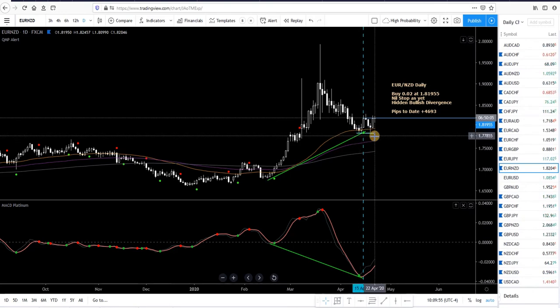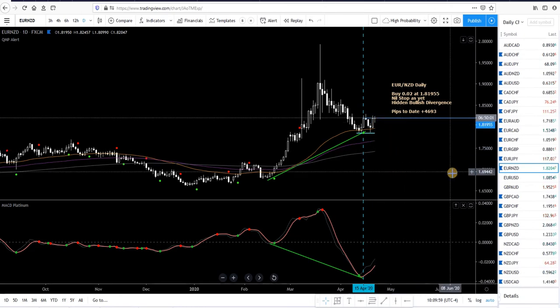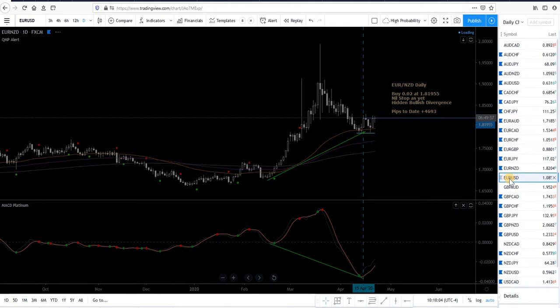Anyway, we've got a bit of support here. I took the buy, price went against me, now it's pulling back up to my entry level, so that's not too bad. MACD Platinum still a long way below the zero level, hidden bullish divergence.